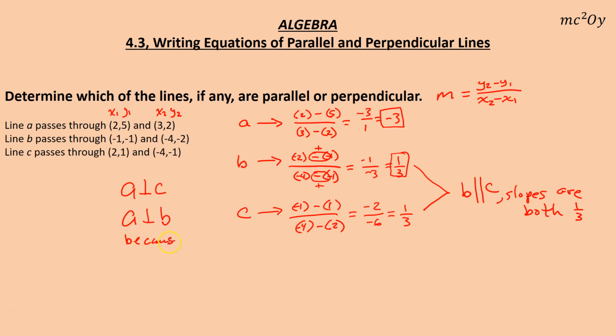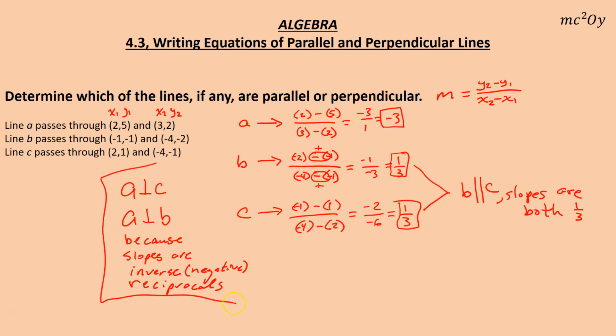because slopes are inverse or negative reciprocals. All right. Very good there. Okay, so two different answers here.